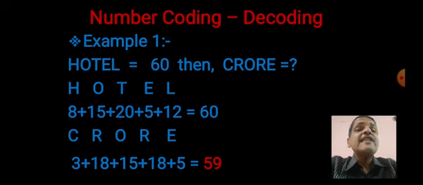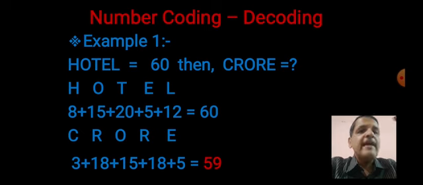Now in HOTEL, 60, how? From the start we have to see each letter's number. H from the start is 8th, O is 15, T is 20, E is 5, L is 12. Make the total: 15 plus 8, 23 plus 20, 43 plus 5, 48 plus 12, 60. Okay. The same method we have to apply for CRORE.